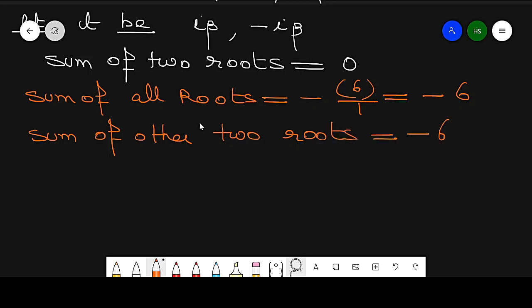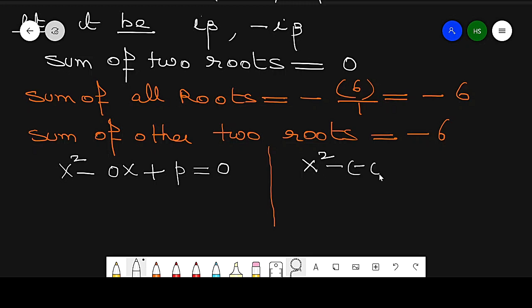So remember that. Now we have 4 roots. The sum of 2 roots is equal to 0 and the sum of the other 2 is minus 6. So take the one whose sum of 2 roots is 0. That equation is x^2 - 0x + p, where p is the product of the roots. And the other is x^2 - (-6)x + q, where q is its product. So this is equal to 0.